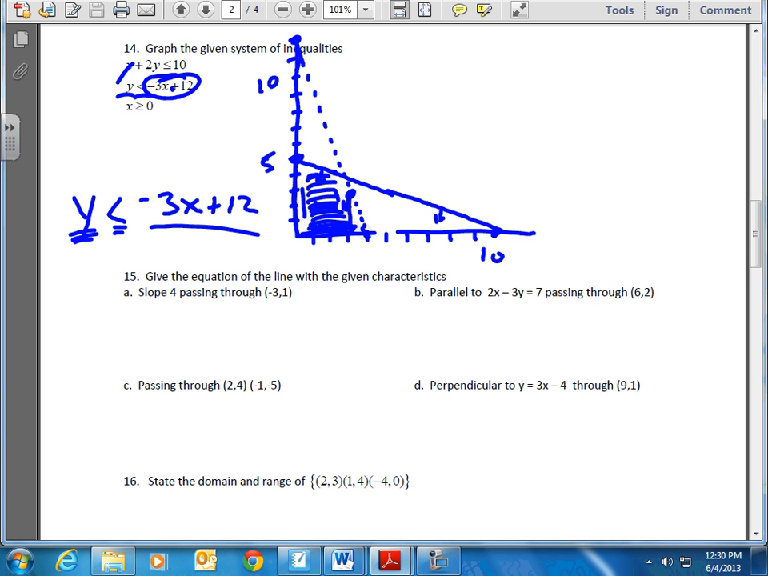It says simply x is greater than 0. Sorry, I got to keep going down. It doesn't say anything about y, so actually I can shade all of that. Okay, and there is your question 14.